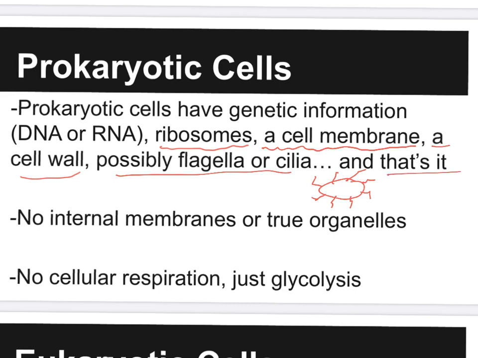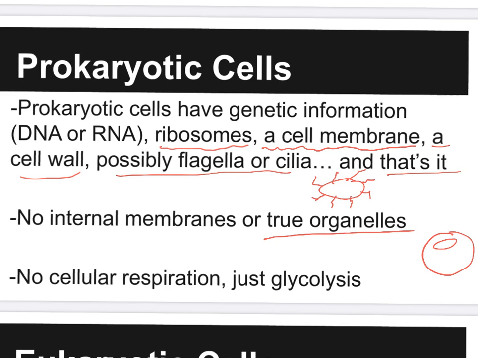So all of those organelles that you learned about, the different cell parts, the Golgi, the endoplasmic reticulum, the nucleus, the mitochondria, all of those are not in prokaryotic cells. There are no true organelles, meaning organelles that have their own membrane, inside of prokaryotic cells. There's just DNA floating around in there with some ribosomes, and that's pretty much it.